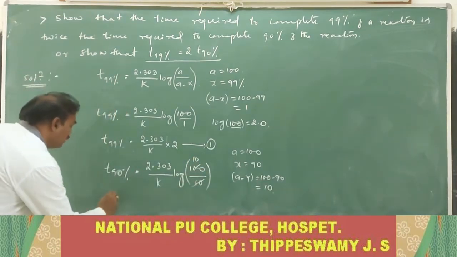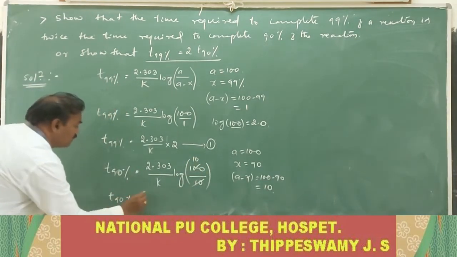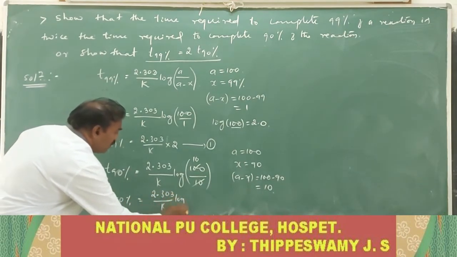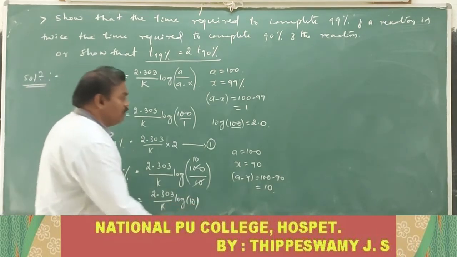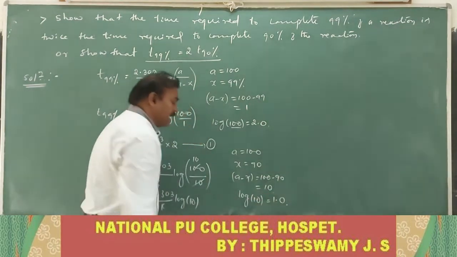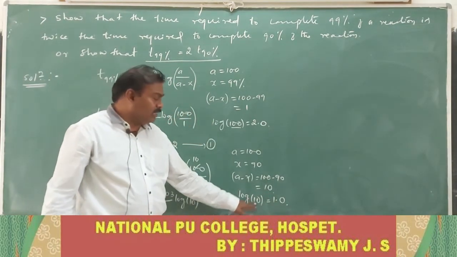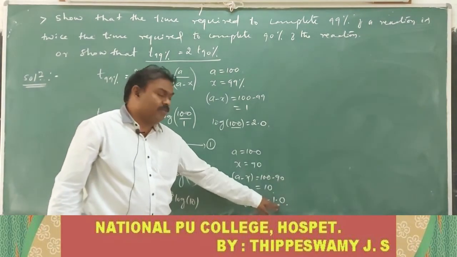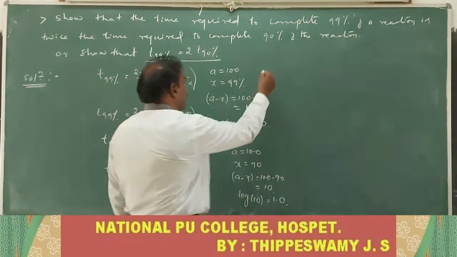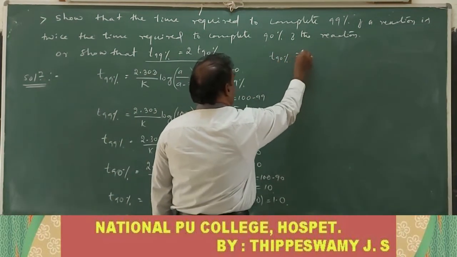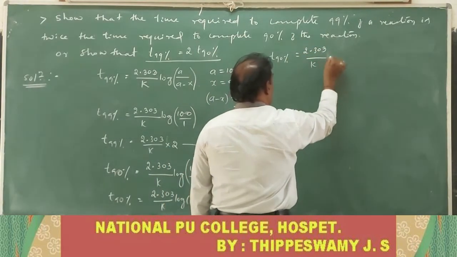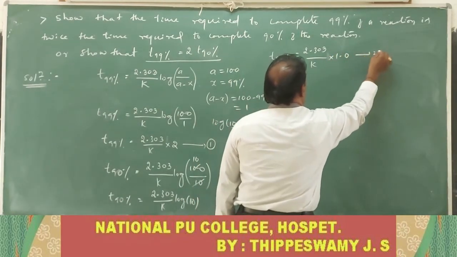Write one more step here. T 90% of the reaction is equal to 2.303 divided by K into log 10. You should know the value: log 10 is equal to 1.0. The characteristic for log 10 will be 1 only, and the 10 and 0 give 0 only. So the equation number 2 is T 90% is equal to 2.303 by K into log 10, and log 10 is equal to 1.0. This is equation number 2.